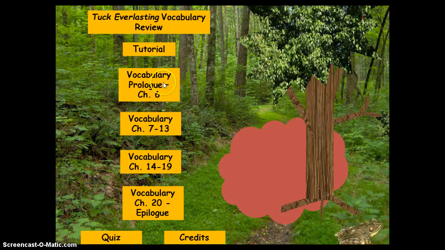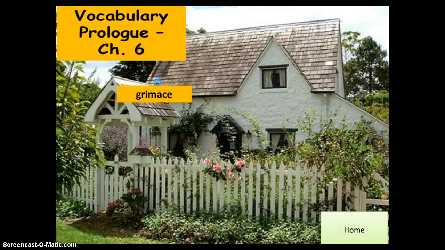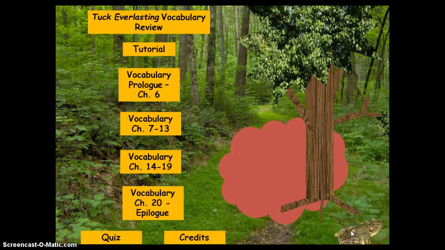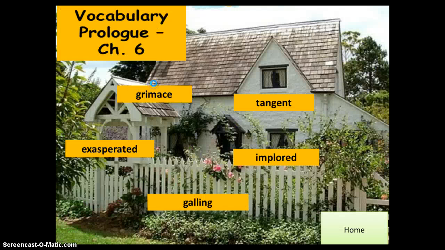So I'm going to click on one of these sections, vocab prologue to chapter 6, and it'll bring you to a submenu with a series of different words from that chapter. You can hit home if you made a mistake and you want to go back to the main menu, but I didn't make a mistake. And here you can choose a series of words. I'm going to click on tangent.